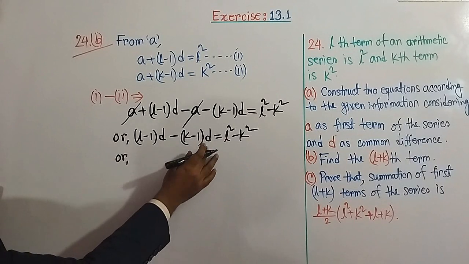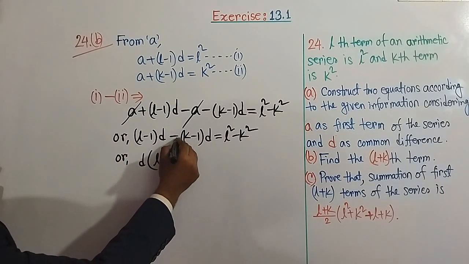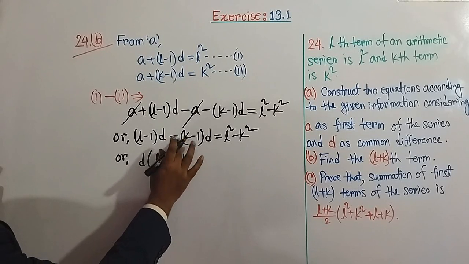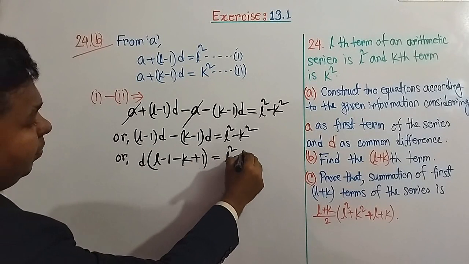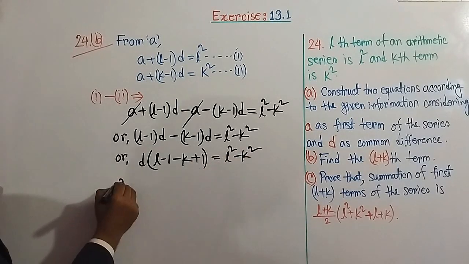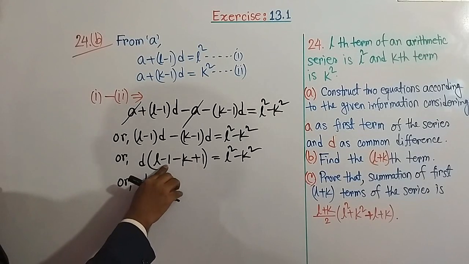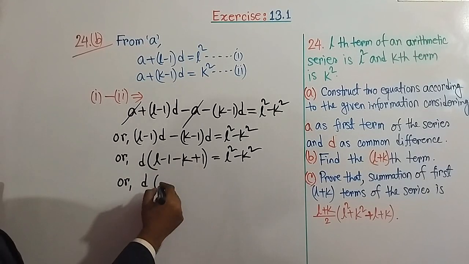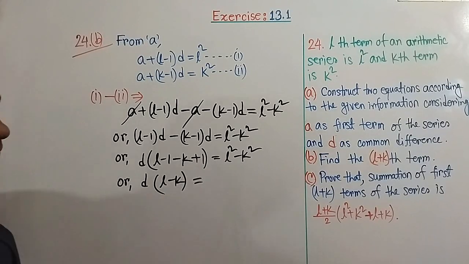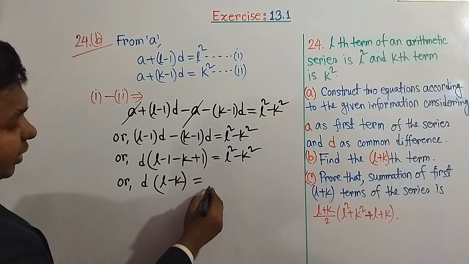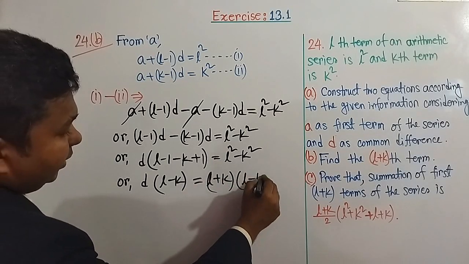Or here taking common d, we will get (L − 1 − k + 1) equal to L² − k². Now d into, here plus 1 and minus 1 are cancelled, so (L − k). At the right hand side, by using the algebraic formula, L² − k² equals (L + k)(L − k).